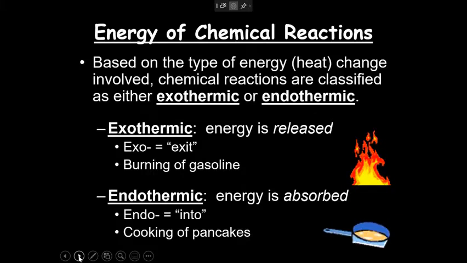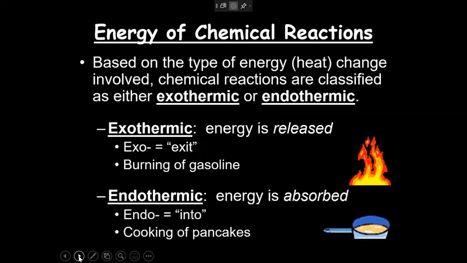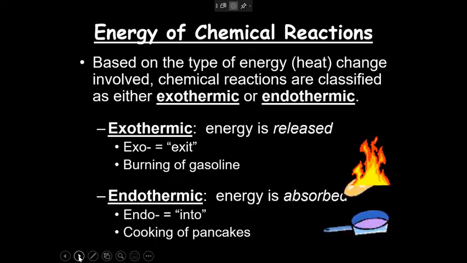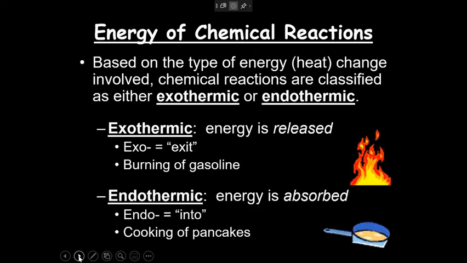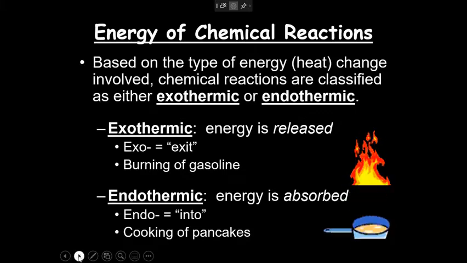Endothermic means energy is absorbed. Energy goes into these chemical reactions. We do that every day when we cook food. We have to add energy to get our food to cook. You know that if you go home and crack an egg and put it on a plate, it's never going to cook itself. We have to add the energy in order to get that food to cook.